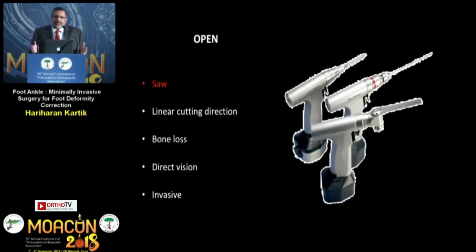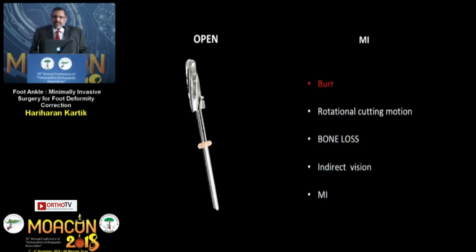We are traditionally familiar with the open techniques, where we use a saw and we use a linear cutting process to make our bone division. It causes a very small amount of kerf. You don't lose much bone, but you can do it under direct vision, which is probably an advantage. However, in order to get direct vision, you need an invasive procedure. Whereas the use of the burr in minimally invasive surgery involves a rotational cutting motion, and I'll show you what I mean by that.